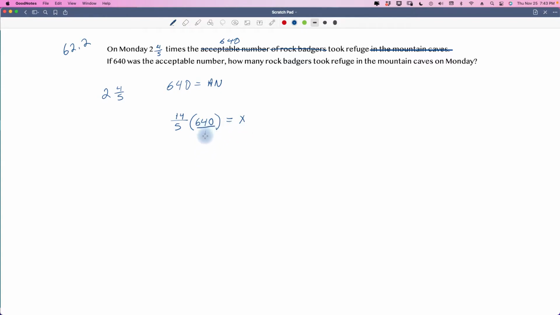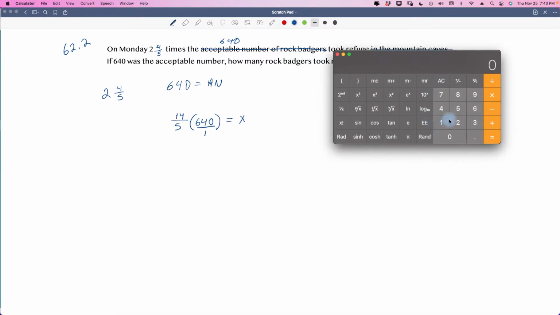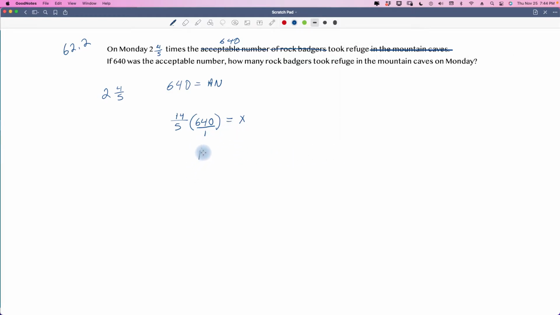So now all we do is we put this over 1. We pull out our trusty calculator, and we say 14 times 640, right? And we know 5 times 1 is 5, and that's our denominator, so we're going to divide by 5, and that gives us 1,792. So the acceptable number was 1,792. Is how many, I'm sorry, that's not the acceptable number. That's how many. That's 2 4/5 times the acceptable number. All right? That's how you would find that right there.